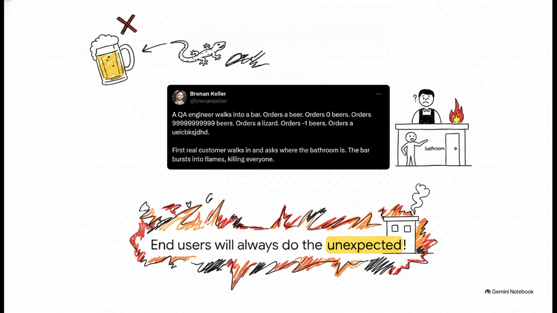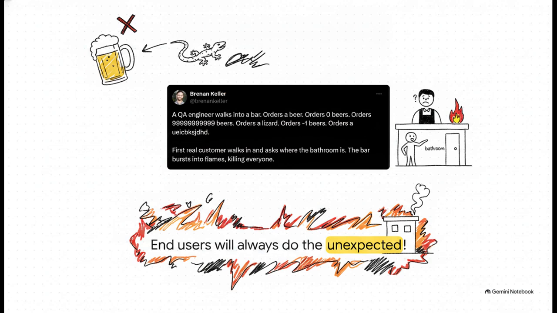Okay, so a QA engineer walks into a bar, orders a beer, orders 0 beers, orders 99 billion beers, orders a lizard, orders -1 beers, orders a bunch of random gibberish. The QA engineer has successfully tested every logical and illogical technical extreme. Then, the first real customer walks in and asks where the bathroom is. The bar immediately bursts into flames, killing everyone.